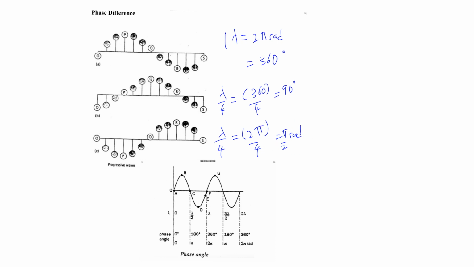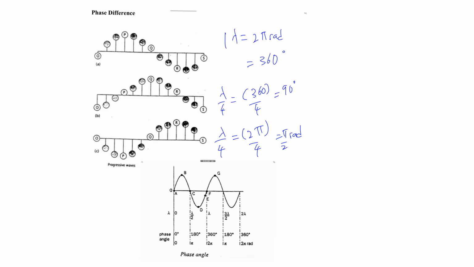That's how you convert. Another example: between O and Q, how many wavelengths are they apart? Half a wavelength, right? So if I convert to degrees, how many degrees would it be? 180, yes. And how many radians? Pi radians. Okay, so that's how you convert. You can substitute the wavelength as 360 degrees, so divided by 2 is 180, or you substitute the wavelength as 2 pi radians, divided by 2 is pi radians.